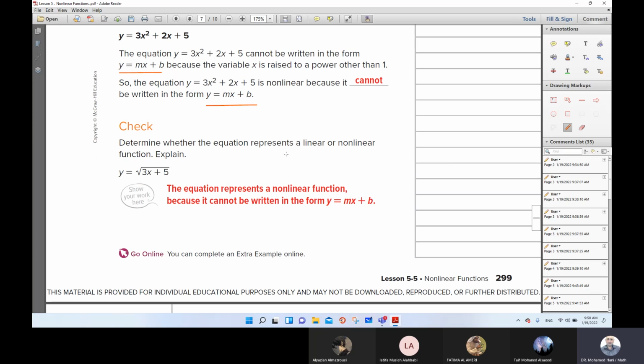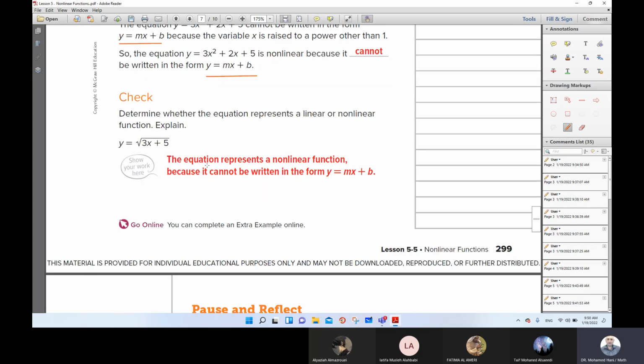Determine whether the equation represents a linear or non-linear function and explain. We have y equals square root of 3x plus 5. As you see, we have a square root. This means it is not linear. So the equation represents a non-linear function because it cannot be written in the form y equals mx plus b.